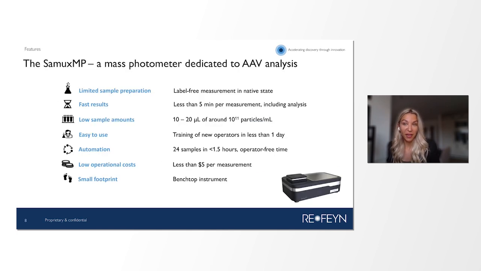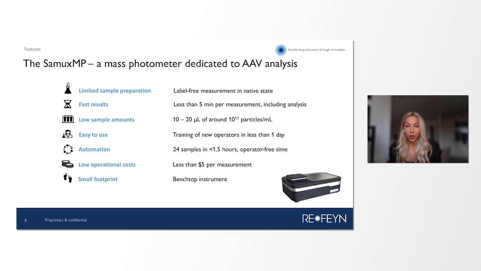So how does the SamX MP, the mass photometry instrument, fit into the picture of an ideal analytical method that could be used across process optimization and manufacturing? It requires limited sample preparation. It is a label-free measurement that provides results very fast. In less than 5 minutes, you have your results, including acquisition and data analysis. It consumes a very low amount of sample, only 10 to 20 microliters, and it's extremely easy to use, with very user-friendly hardware and software.